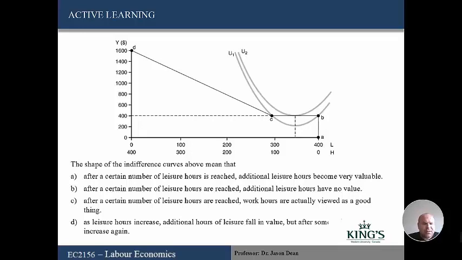A, after a certain number of leisure hours is reached, additional leisure becomes very valuable. B, after a certain number of leisure hours are reached, additional leisure hours have no value. C, after a certain number of leisure hours are reached, work hours are actually viewed as a good thing. And D, as leisure hours increase, additional hours of leisure fall in value, but after some point start to increase again. Okay, so what do you think?